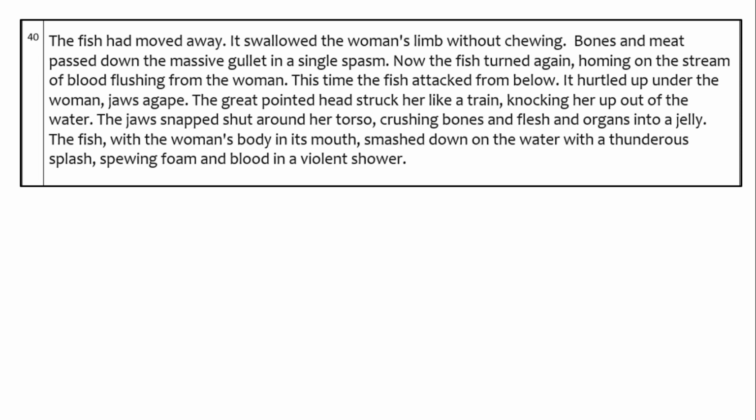The fish had moved away. It swallowed the woman's limb without chewing. Bones and meat passed down the massive gullet in a single spasm. Now the fish turned again, homing on the stream of blood flushing from the woman. This time the fish attacked from below. It hurtled up the woman, jaws agape.